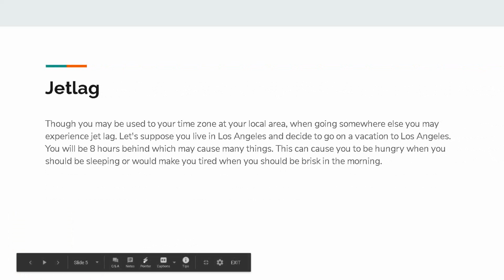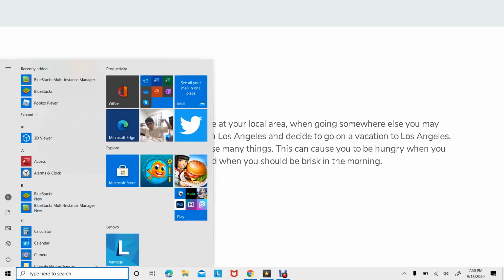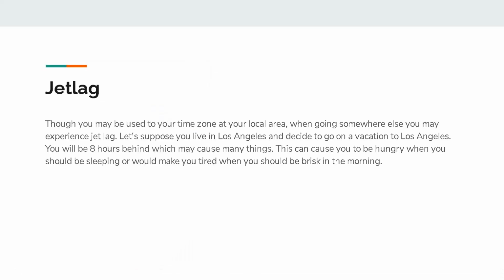Jet lag. This is more of another part of time zones. It isn't really what was behind it and what it is, but it has something to do with it. So jet lag. Though you may be used to your time zone at your local area, like me, I'm in New Jersey and right now it should be 7:50. Yeah, it is. When going somewhere else, you may experience jet lag.